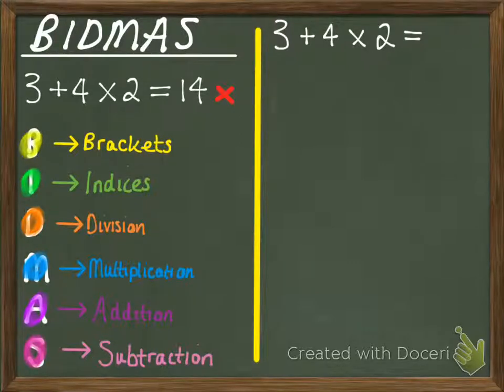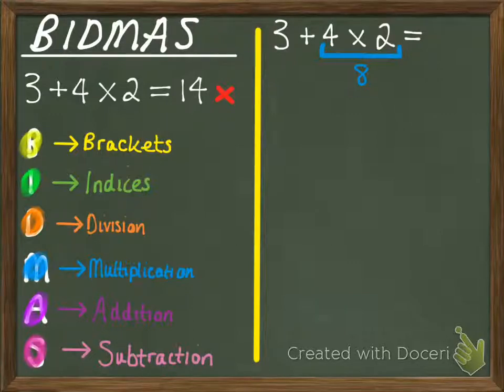So we ask ourselves, brackets, is there any? No, so we move on. Indices, there's no indices. Division, there's no division, so we keep going. M, multiplication, there is a multiplication sign, so this is the first thing that we deal with. So we've got 4 times 2, so underneath I'm going to write 8. 4 times 2 is 8, I've written the answer underneath.